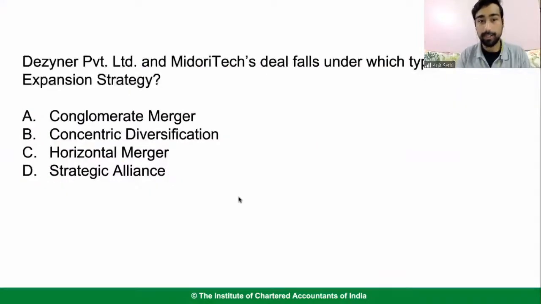Okay, next question. Designer Private Limited and Midori Textile fall under which type of expansion strategy? This is very simple. This is super duper simple, right? Is it a conglomerate merger? Is it a concentric diversification? Is it a horizontal merger? Or is it a strategic alliance?